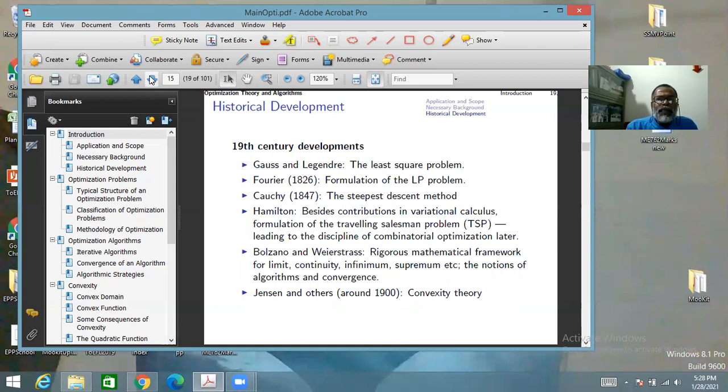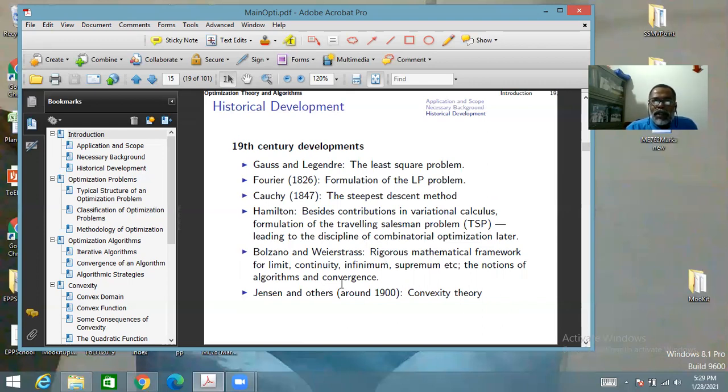In 19th century, Gauss and Legendre developed the least square problem. Fourier formulated the linear programming problem first. Cauchy developed the steepest descent method, which we will be studying. Hamilton, besides contributing in variational calculus, principle of least action, also formulated a famous problem called traveling salesman problem, which later gave rise to the field of combinatorial optimization.